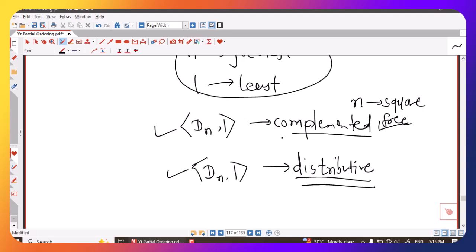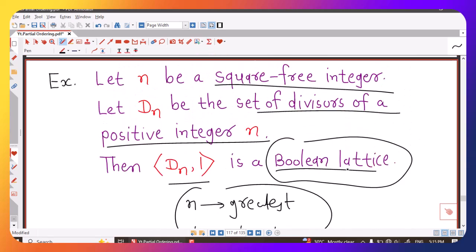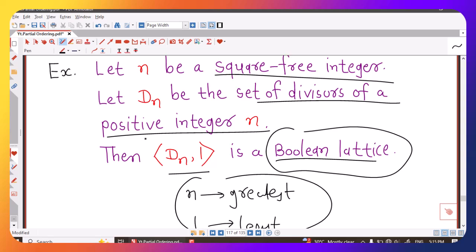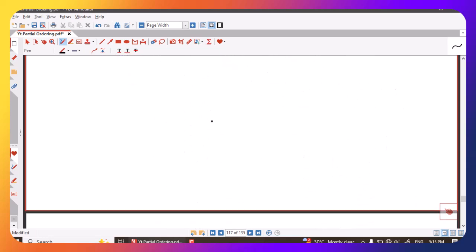I have proved all these things in earlier lectures, so I am not proving them here. You can refer to earlier lectures and then write the proof that Dn with the divides relation is a Boolean lattice. Another standard example is the power set of any set.